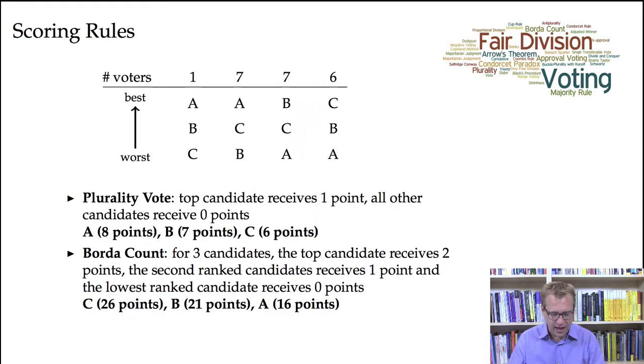So note that plurality vote and Borda count give exactly opposite orderings of the candidates. Plurality ranks the candidates A above B above C, whereas Borda ranks them exactly the opposite, C above B above A. Okay, so these were 2 examples of scoring rules.